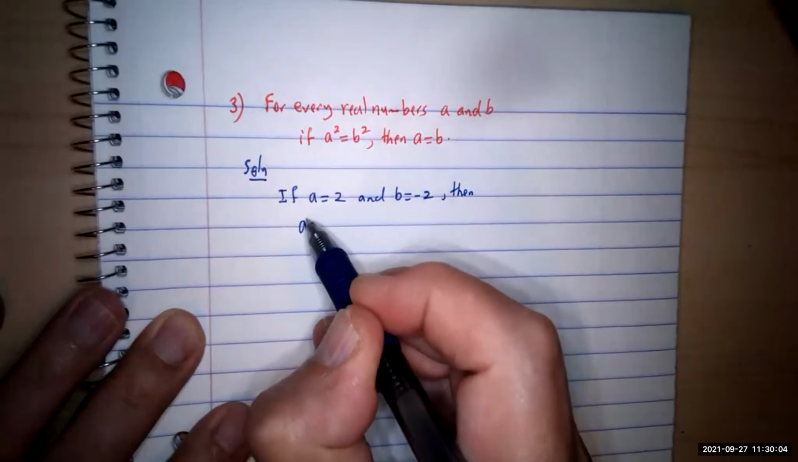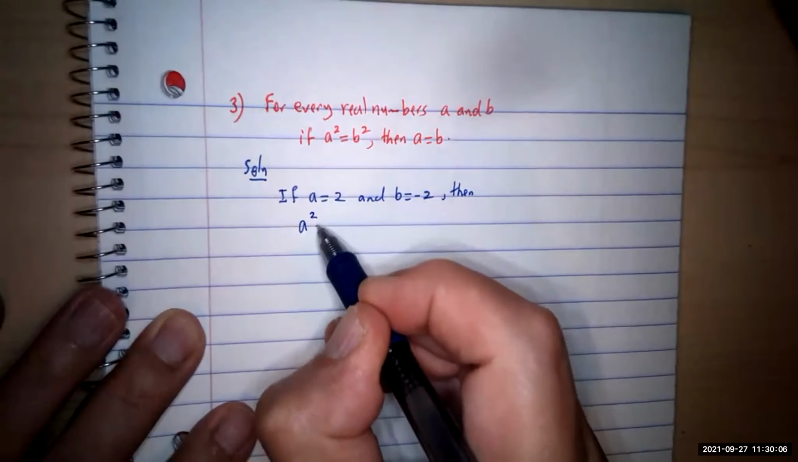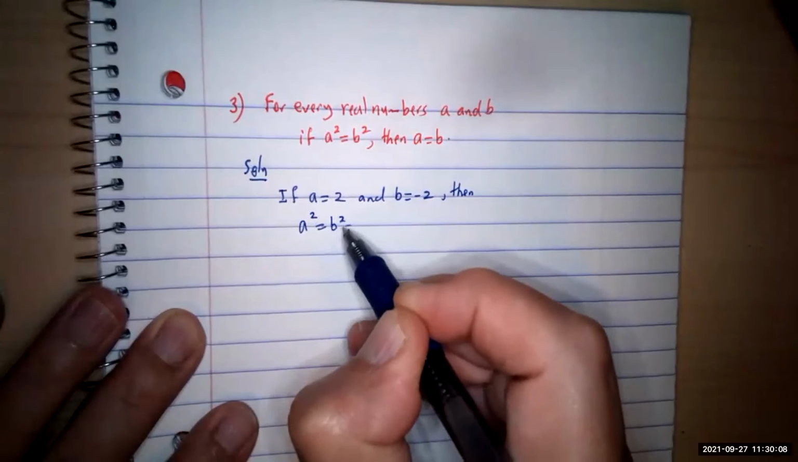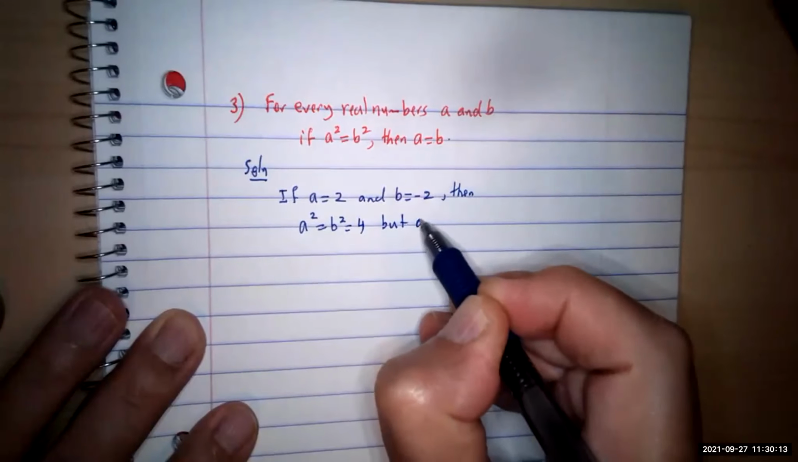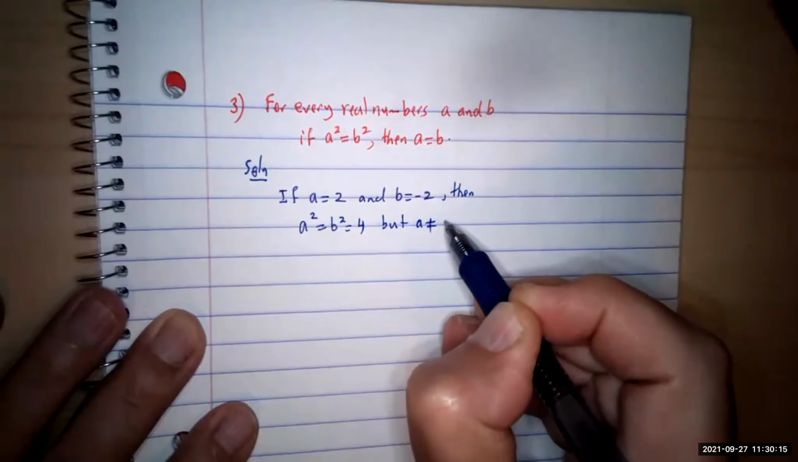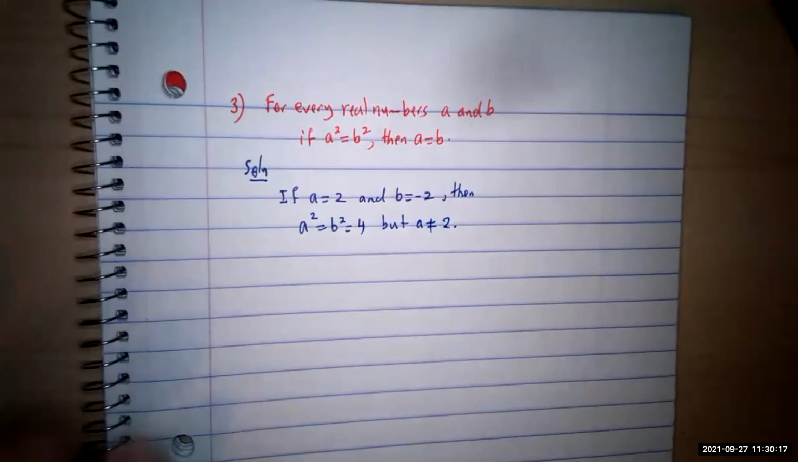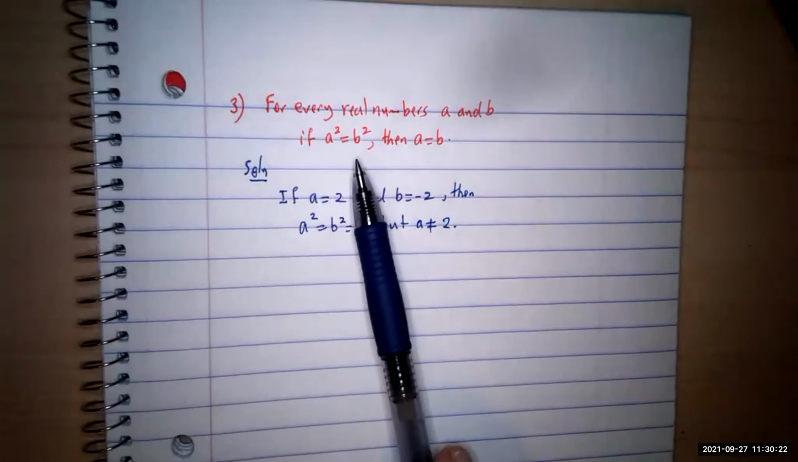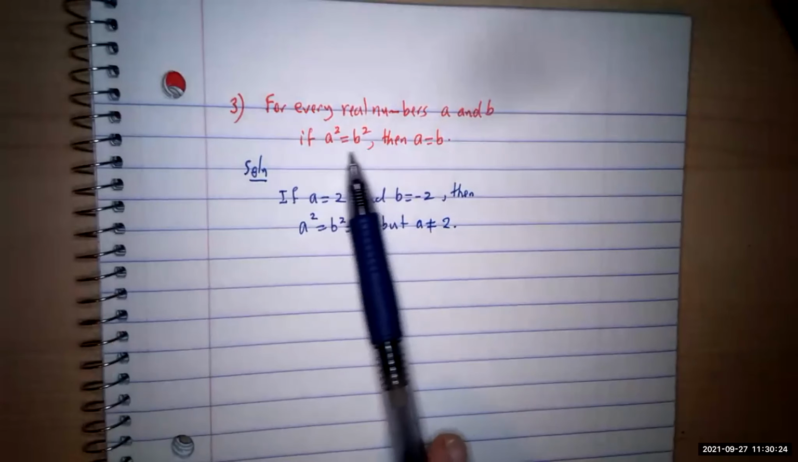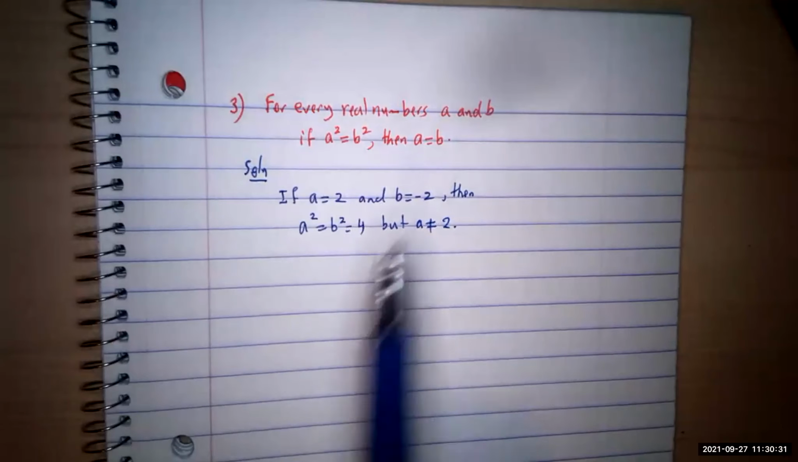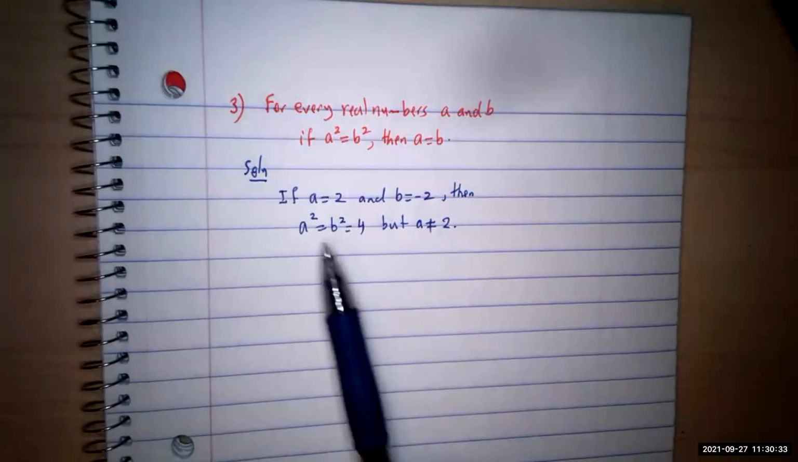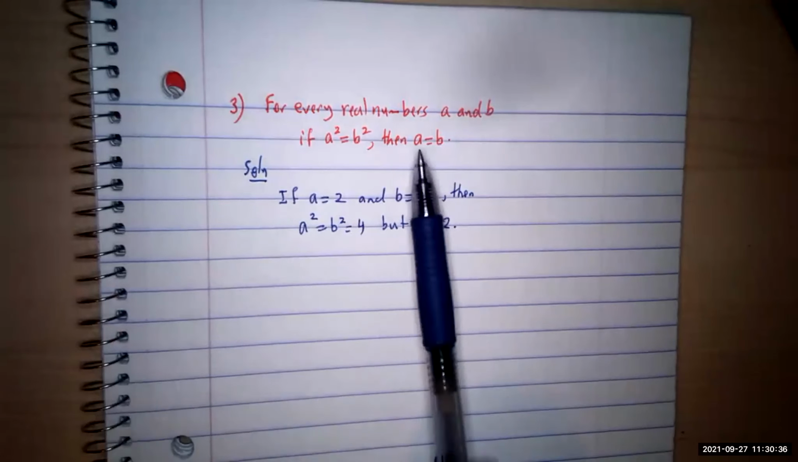So we have A squared equal to B squared, which is equal to 4, but we know that A is not equal to B. So we reject it right away. Any question? You know that when you take the square root of both sides, these two must have the same sign. Both of them must be positive to get this. If one is positive and the other is negative, you won't get it.